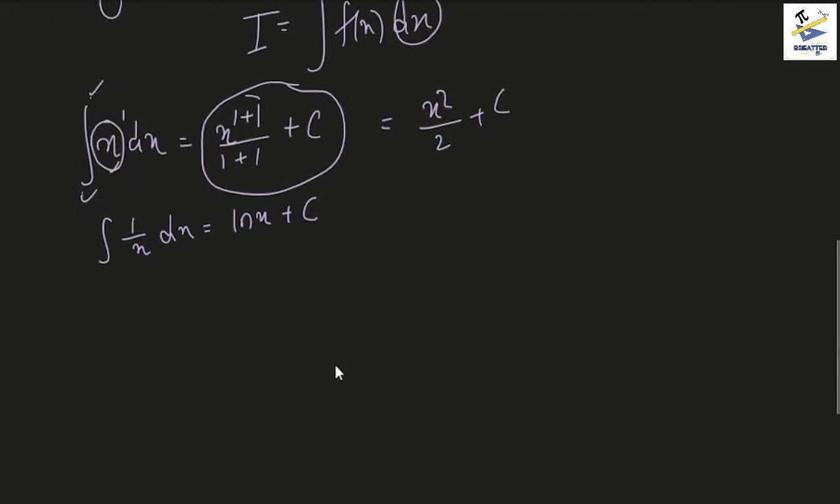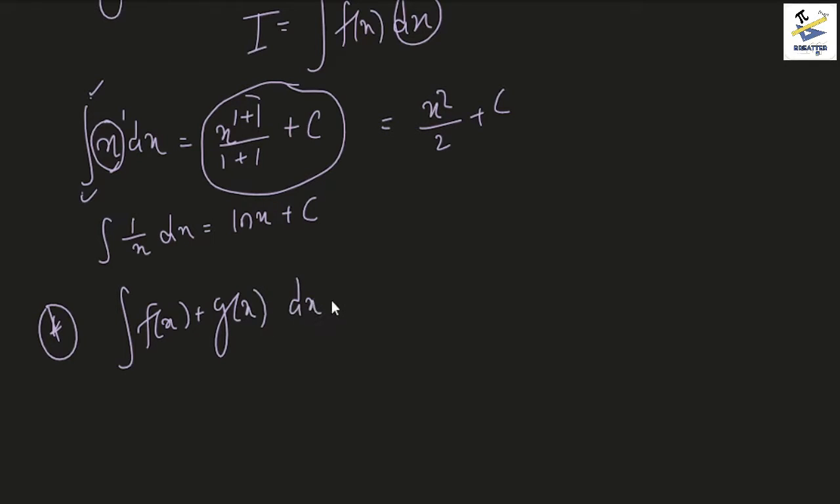Okay, so we do know about these basic differentiations, and let me now iterate some of the facts. Integration of f of x plus g of x dx. So when there are two functions added, we can obviously write them as integration of f(x) dx plus or minus integration of g(x) dx. It's actually plus minus, even for minus it works.